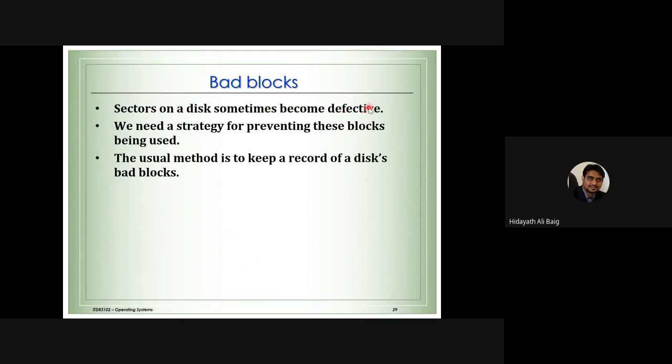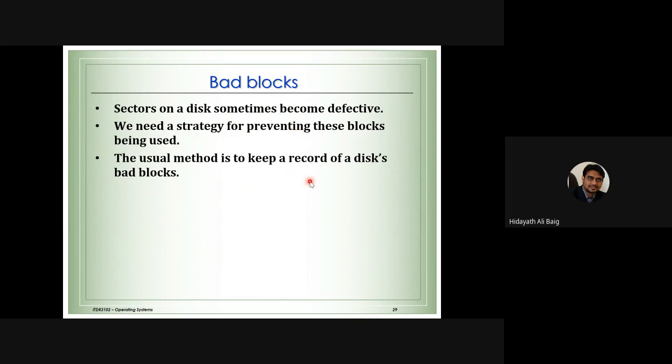The reason can be magnetic fields, or dust on the magnetic strips, or any other mechanical problem, or a virus. There are many reasons for that. So they become defective, and we need a strategy for preventing those blocks from being used. If there is any bad block in the hard disk, we need a plan so that the operating system should not go and read those blocks because they are already damaged. So we need to keep a record of each bad block.